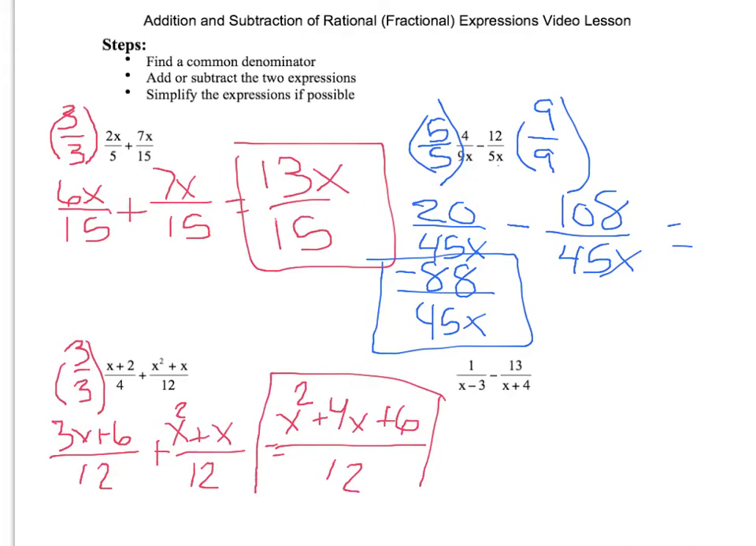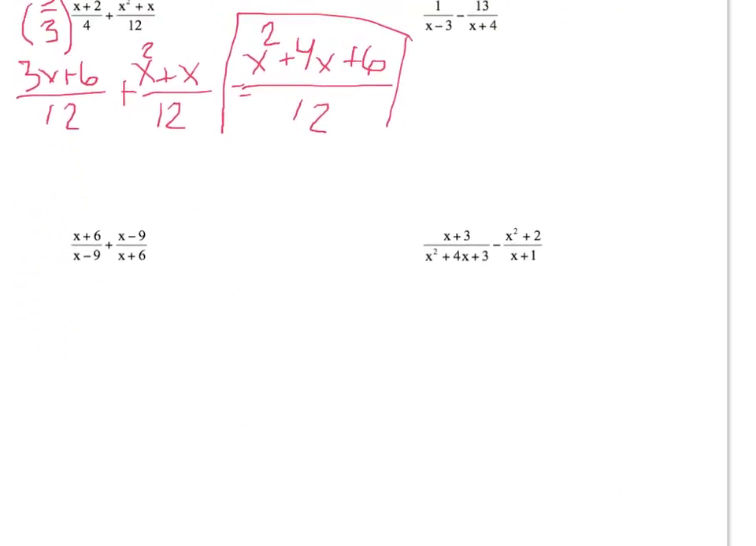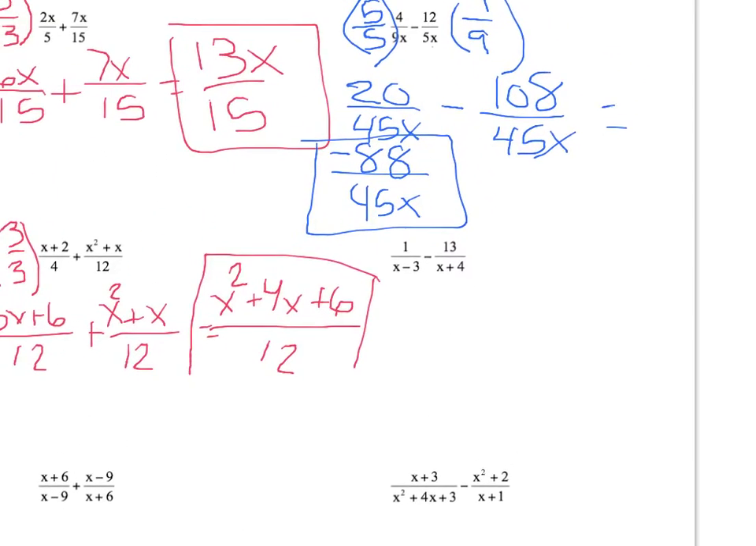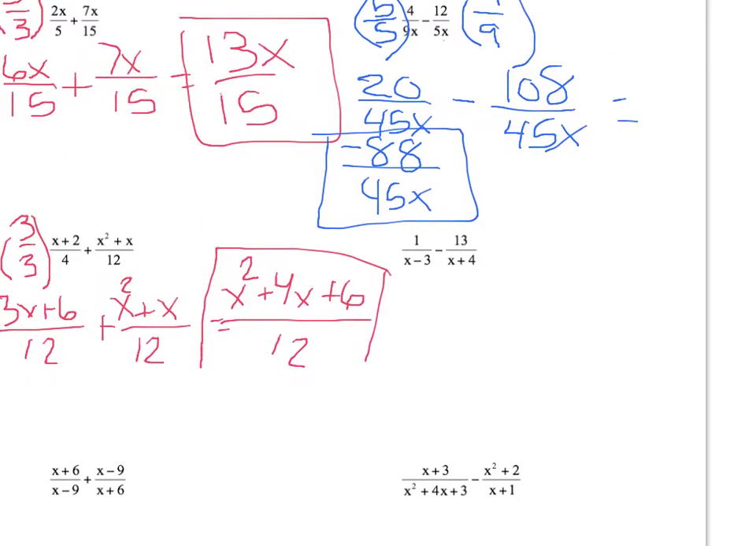The next one starts getting a little bit more difficult. We have 3 left to do. The common denominator between x minus 3 and x plus 4: you can't say it's x minus 3. You can't say it's x plus 4. And a lot of people will want to say it's just x, because that's what they both have. It's actually going to be x minus 3 times x plus 4.